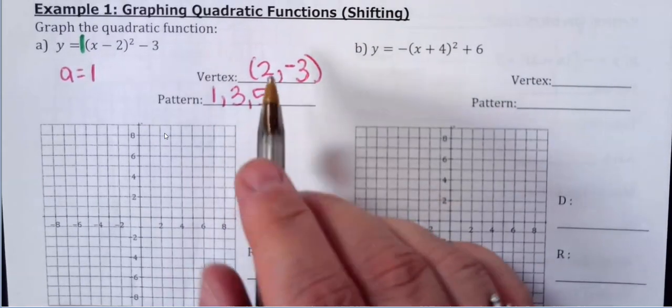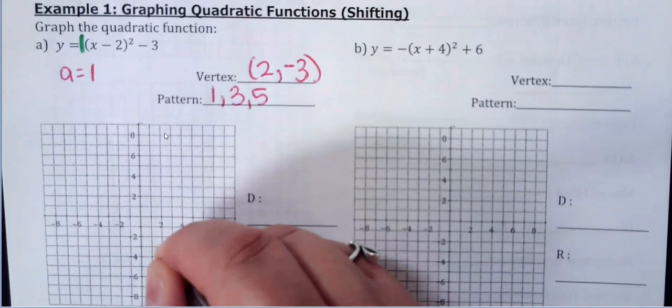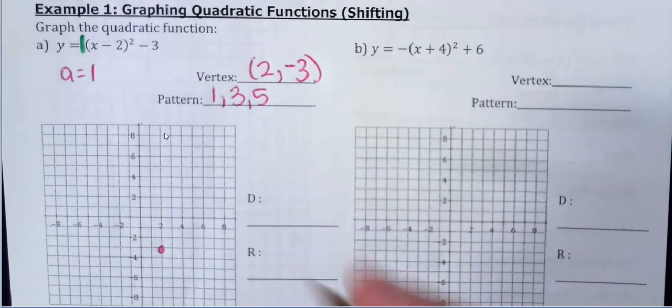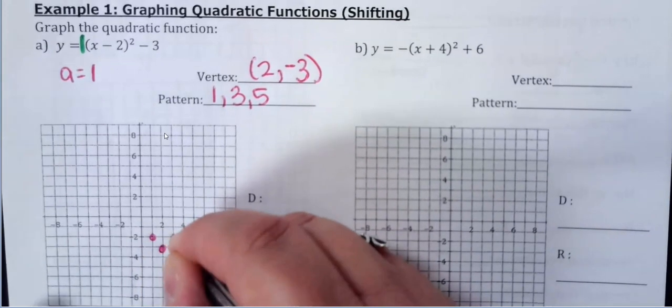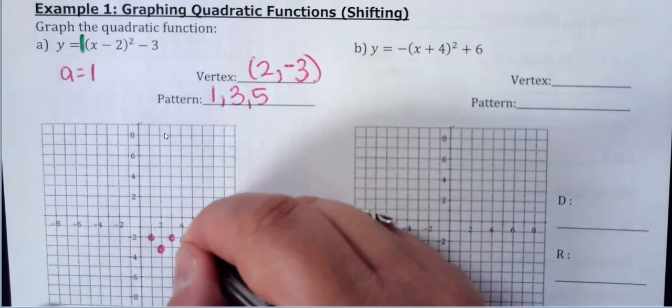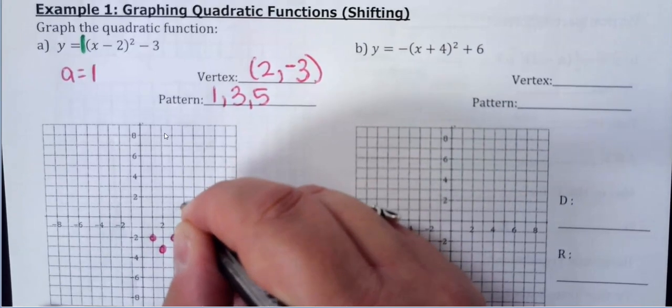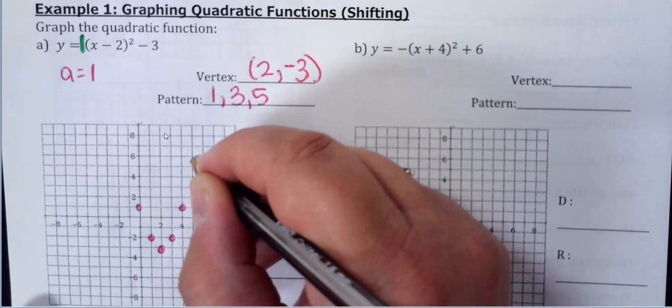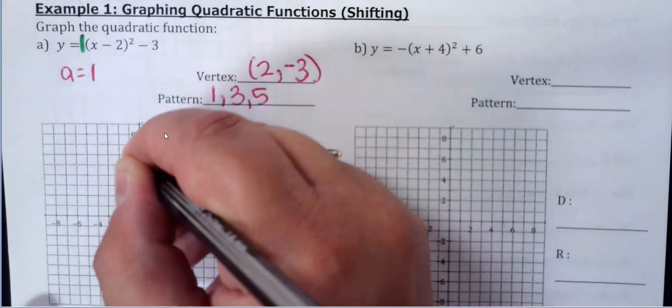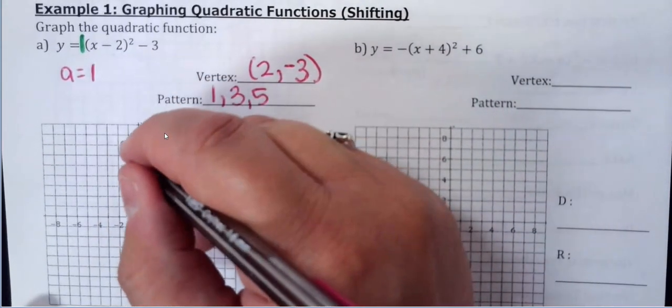So just find the point over 2, down 3. And then for my 1, 3, 5 pattern, from that vertex, on either side, just go over 1, up 1. From both of those, just go over 1, up 3. And then this will fit on here, go over 1, up 5. And just do your best to make a U shape.